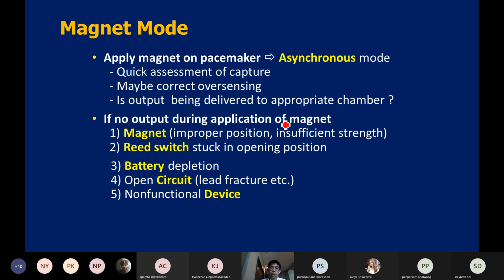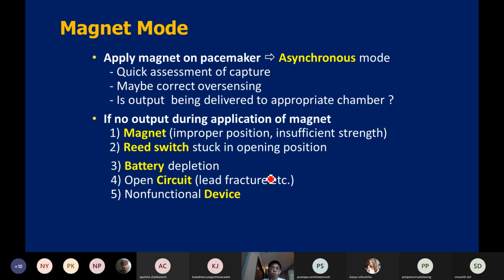If there is no output during the application of the magnet, number one, the magnet is not in a proper position or has insufficient strength. You misplaced the magnet. You didn't put it in the right position. Number two, if you put the magnet on the pacemaker and did not have an output, maybe it's because the reed switch is stuck in the open position. It's a reed switch problem. The reed switch, which is used to sense the magnet, was not working properly.